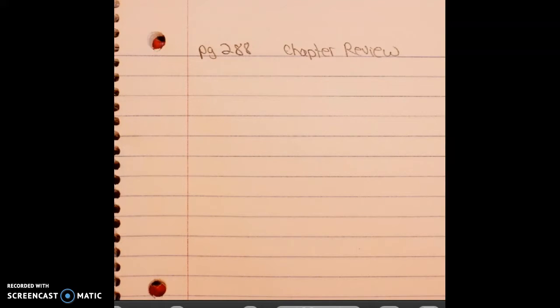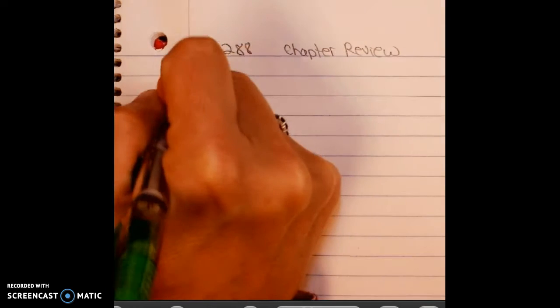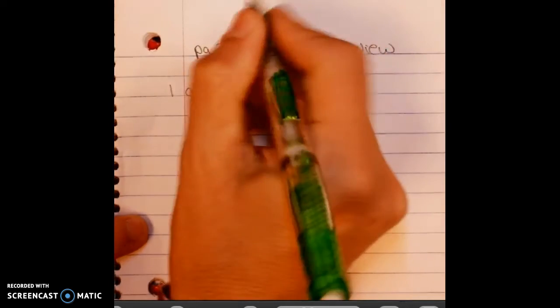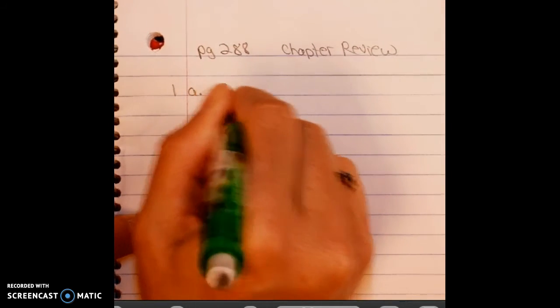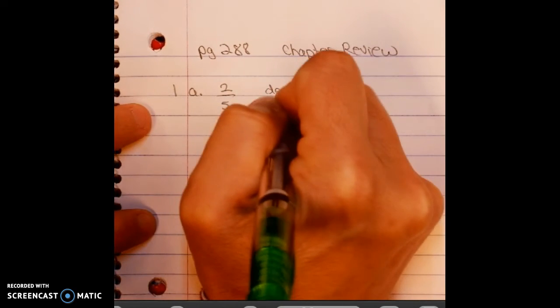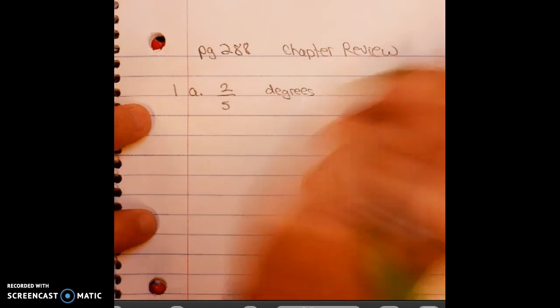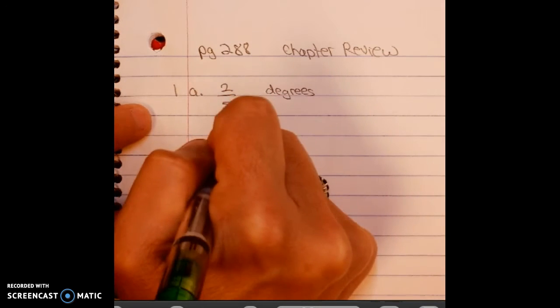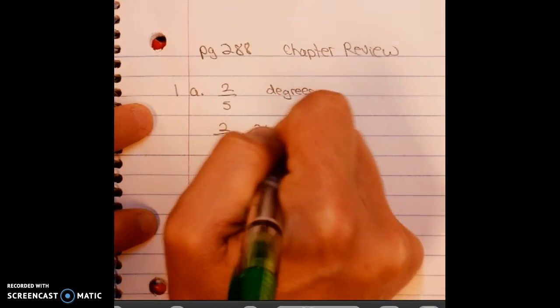I'm on page 288 of the Chapter 4 review to help you out with Part 1 of the Unit 4 test. Number 1, there's two parts to it. The first thing they want us to do is convert 2/5 of a revolution to degrees. So if you recall, 1 revolution is equal to 360 degrees.